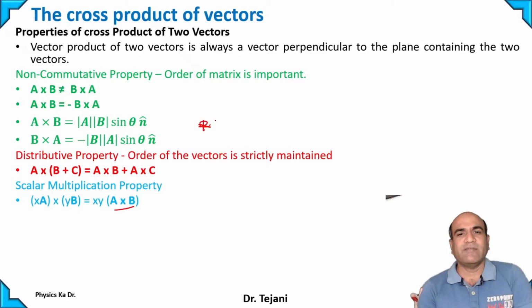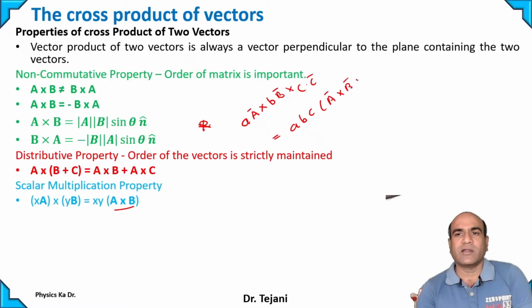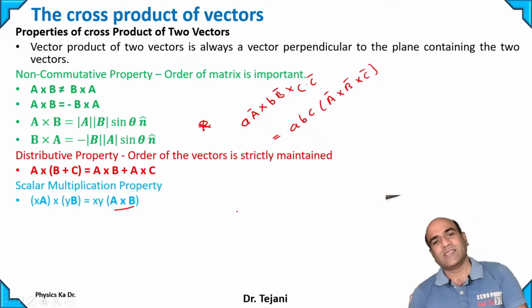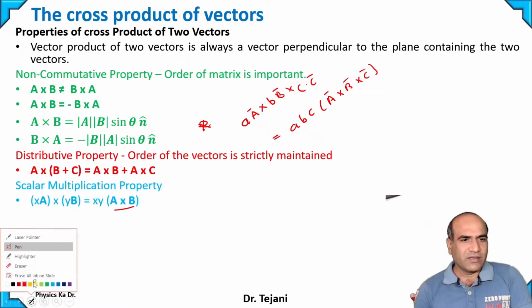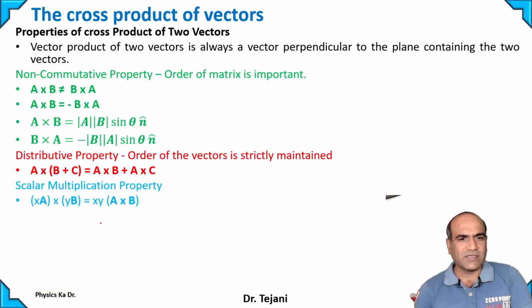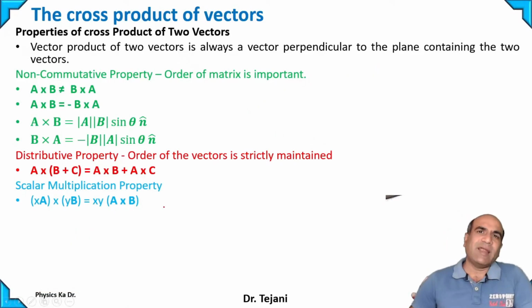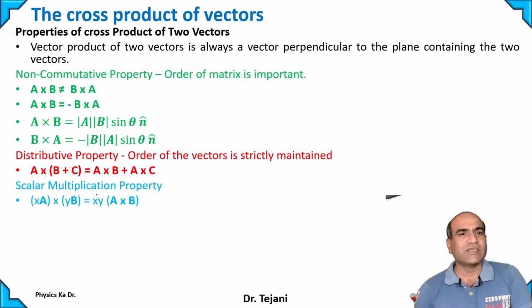Similarly, if it has some constants, say for example, A bar cross B bar cross C bar with constants a, b, c, we can write a multiplied by b multiplied by c, and we can write A bar cross B bar cross C bar. This is very well possible. If you observe this result and compare it with matrices, matrices possess a similar property. There is no change in the property of matrices if we compare with this.